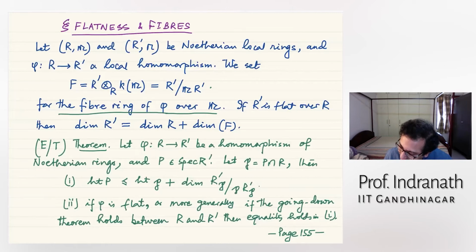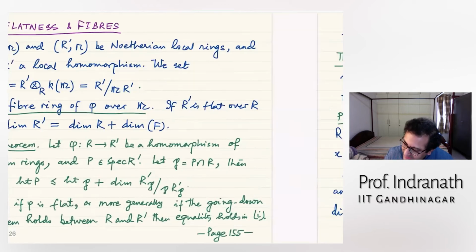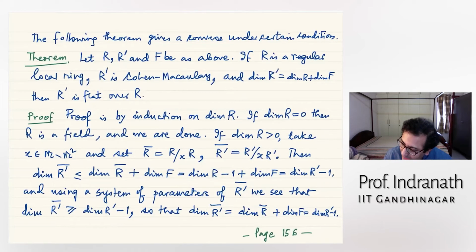And I kept this theorem as E stroke T, and that means it's to be discussed during the tutorial or taken as an exercise, and Joydeep has already planned that, and he will be doing it after my lecture. If you remember, this was the theorem that we were about to discuss. So if R, R', and F are as above, so Noetherian local rings with a local homomorphism, and F is the fiber ring, then if R is a regular local ring and R' is Cohen-Macaulay, and if you have this dimension equality, then you have the flatness. This is something very, very important: under what kind of conditions on R, R', and on the fiber ring you have the flatness.